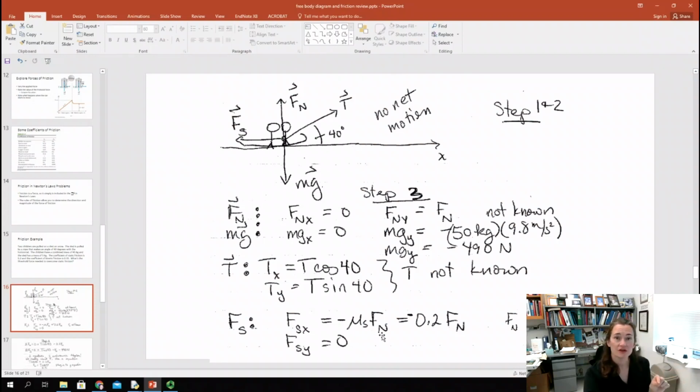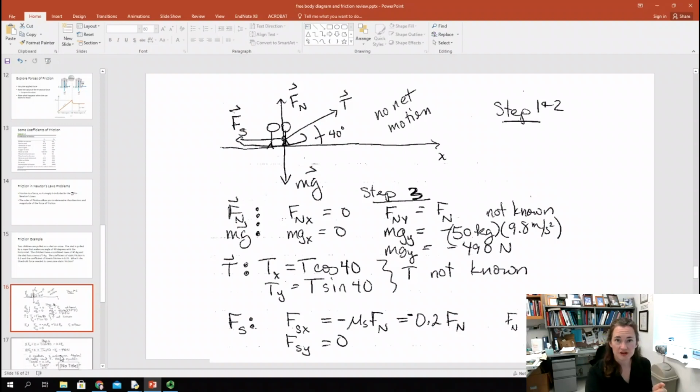Remember that the force of friction is the coefficient of friction times the normal force, so that's where that comes from. Now, I know that I'm concerned with static friction here. So the coefficient of friction they gave me for static friction was 0.2. So I go ahead and plug that in. My force of static friction in the x direction is minus 0.2 times F sub n. But I haven't solved for F sub n yet, so I leave it in symbolic notation.